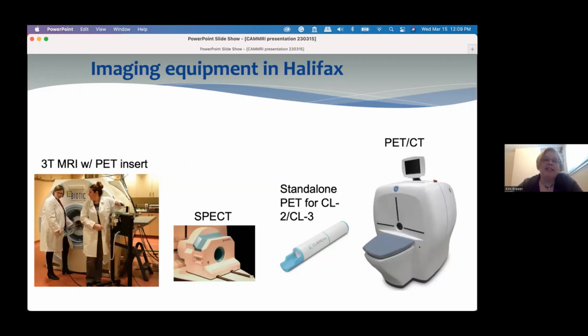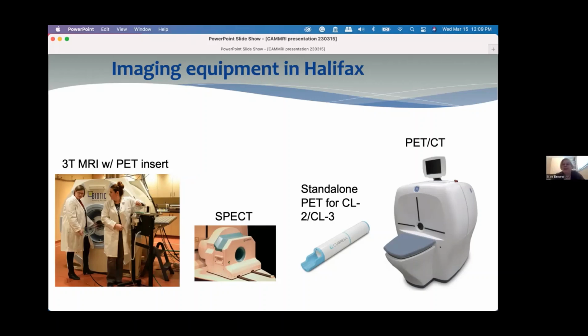So in Halifax, we have a 3T MRI with a PET insert that allows us to do simultaneous PET MRI. We have a small SPECT system. We also have another standalone PET system that was designed for CL2 and CL3 PET imaging. So we can use that either in the imaging lab, or it can actually be taken into the level 3 lab for use with high level pathogens. We also have an older trifoil PET CT, although we really don't use the PET on it anymore. We just use the CT.